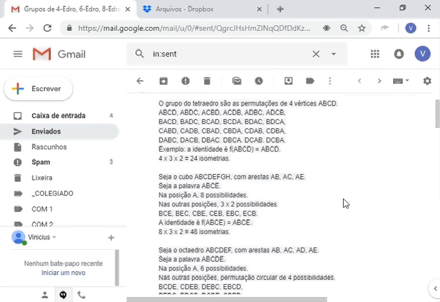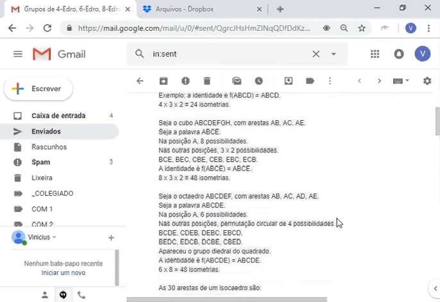The word ABCE. At the position A, there are 8 possibilities from A to H. At the other positions, there are 3 times 2 possibilities: BCE, BEC, CBE, CEB, EBC, ECB. The identity transforms ABCE to ABCE. 8 times 6, 48 isometries.